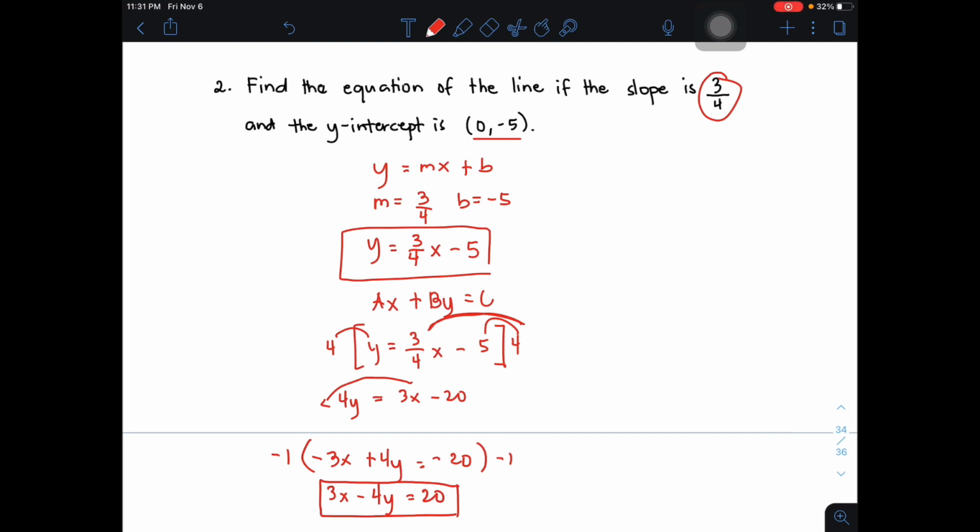So I hope na kayo ay natuto sa ating video tutorial about finding the equation of a line given the slope and the y-intercept.